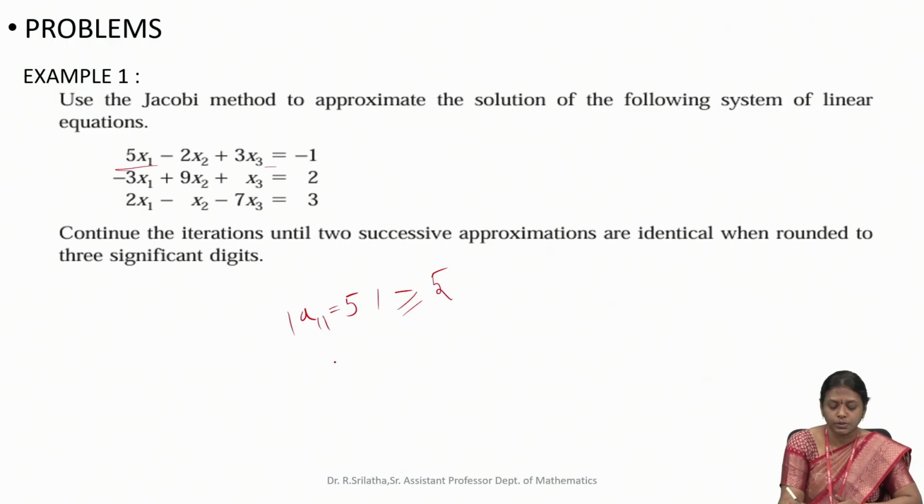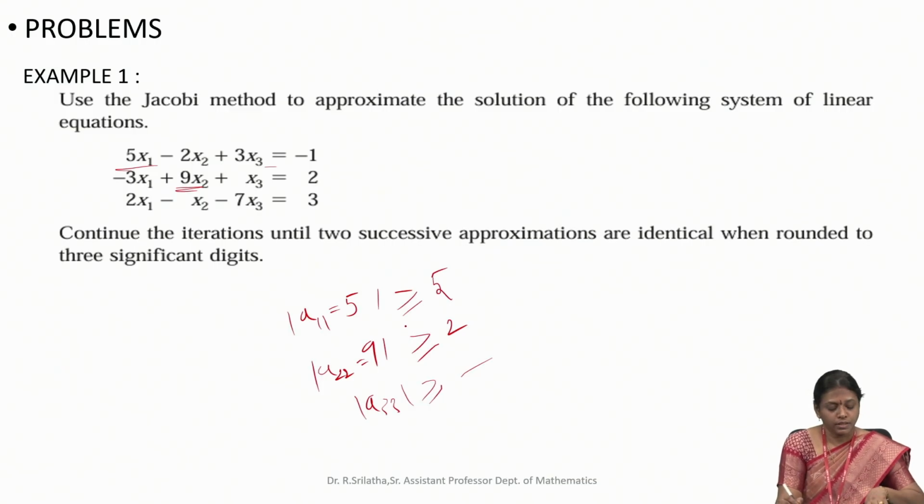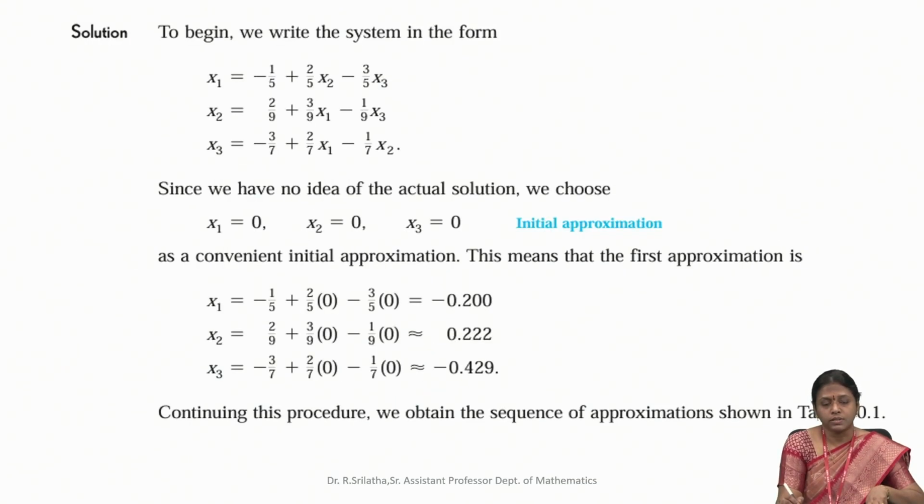Next, coming to the second equation, a22. What element do we have? A22 here is 9. The modulus of 9 should be greater than or equal to the sum of the remaining elements, minus 3 plus 1, minus 2, which is equal to 2. It is greater than or equal to. And next here, 7x3. For all these conditions, A33 should be greater than or equal to the sum of all the other elements. If all the equations are diagonally dominant, only then do we move on to the procedure here.